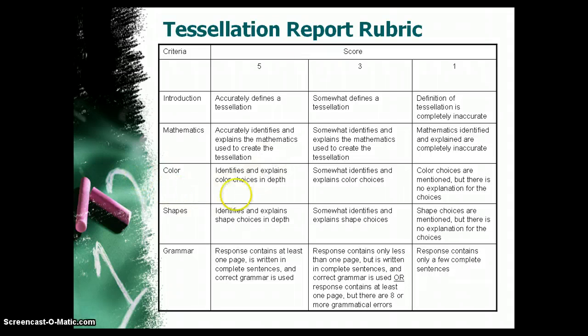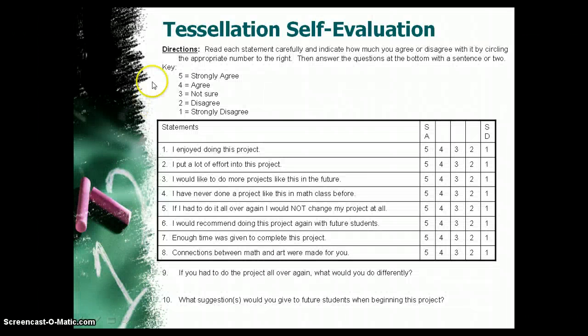Here I'm looking for you to identify and explain your color choices in depth. The next category is shapes. I want you to identify and explain your shape choices, again, in depth. And the final category is grammar. I want your response to contain at least 1 page, that it's written in complete sentences, and correct grammar is used.